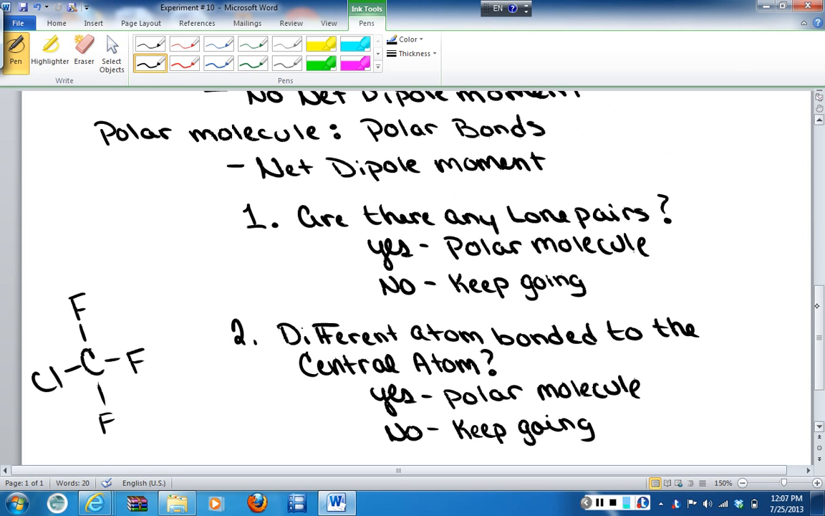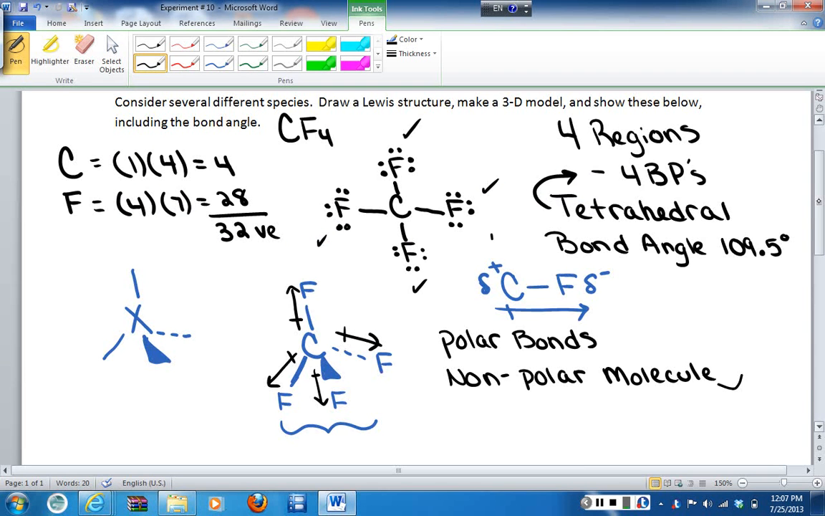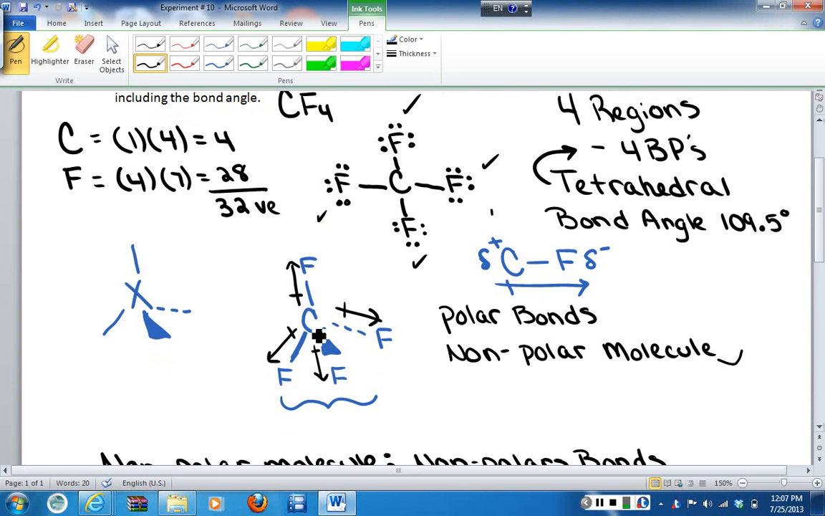So if we go up and look at carbon tetrafluoride, we ask, do I have a lone pair on the central atom? The answer is no, so I keep going. Do I have a different atom bonded to the central atom? No, they're all fluorines, so I keep going. I look at the 3D structure, I see that it's tetrahedral, they're all 109.5 degrees apart. So when that happens, I know that I do not have a net dipole moment and I am a non-polar molecule.